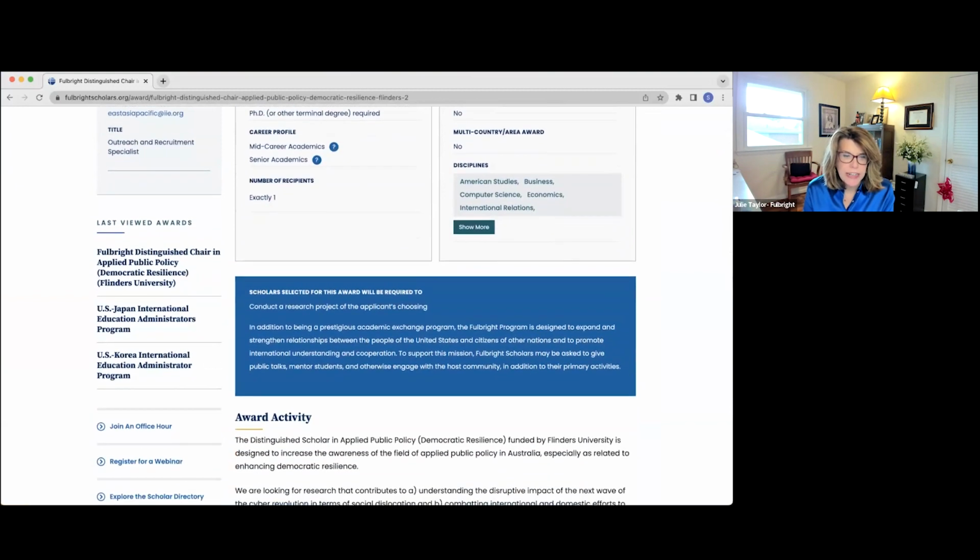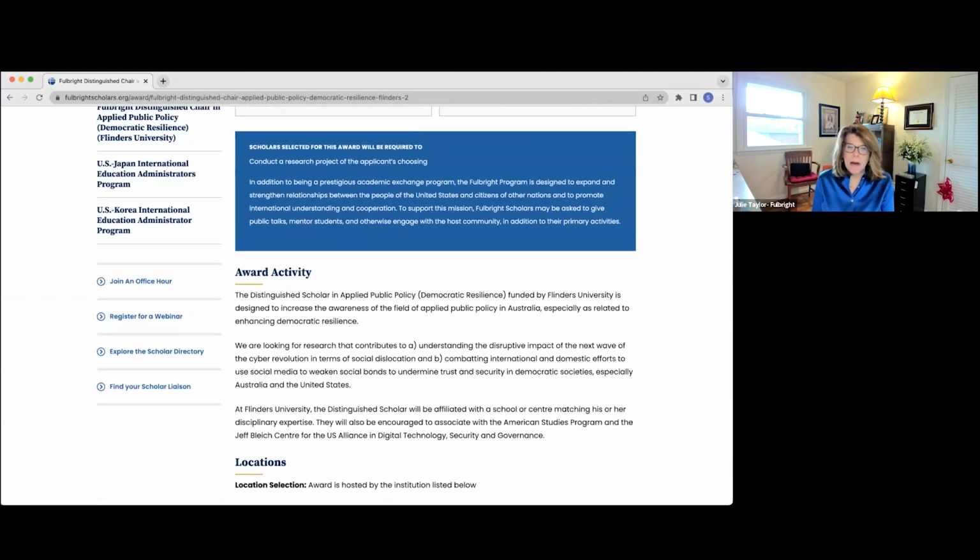Further to award activity. So this is about as specific as you get on a Fulbright Award. They're looking for research that contributes to understanding the disruptive impact of the next wave of the cyber revolution in terms of social dislocation, and combating international and domestic efforts to use social media to weaken social bonds, to undermine trust and security in democratic societies, especially Australia and the United States. Now, that can be so specific that you might be a little reluctant to apply.